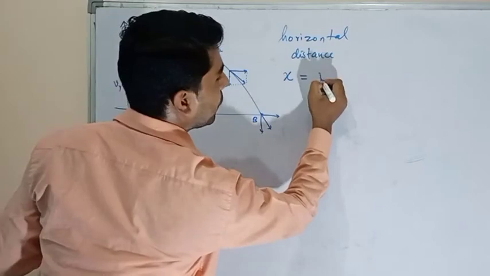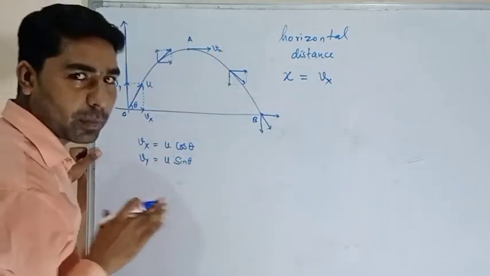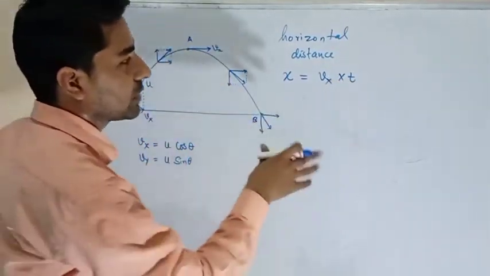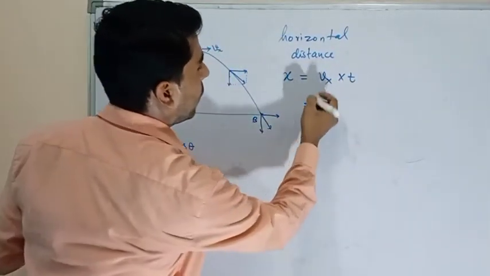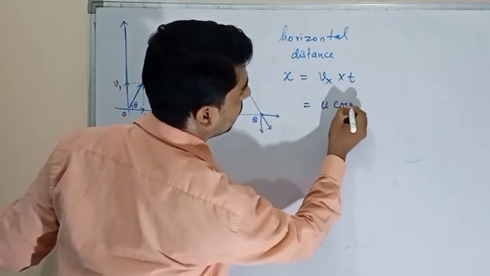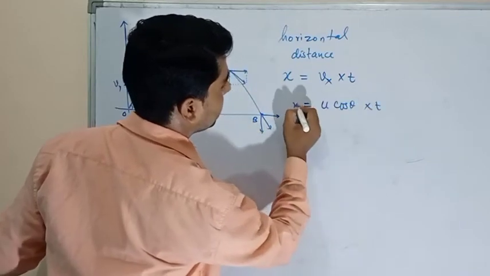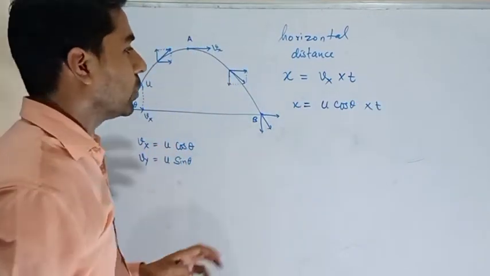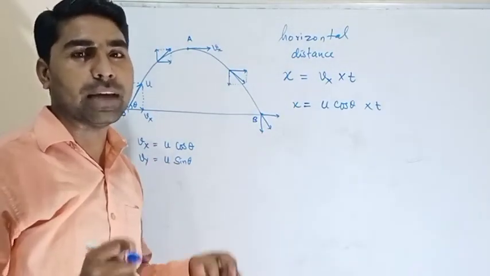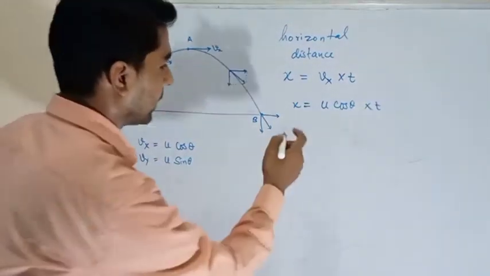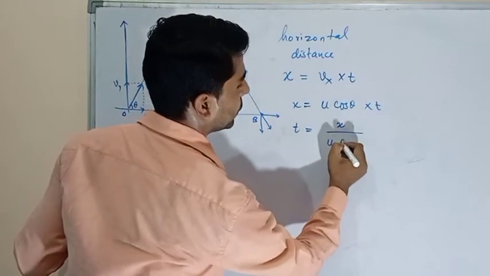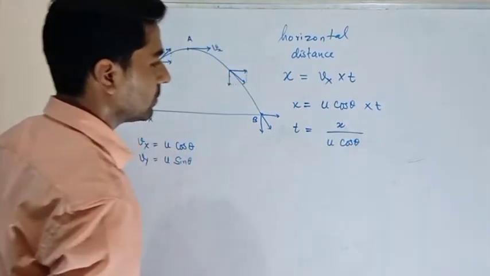So Vx. Why Vx? We are talking about the horizontal only, into time. Let the time taken for this be small t. So what is Vx? It is u cos theta. Put here u cos theta into t. Now our main motive is to establish an equation, with which we have to say which shape it is. So let's calculate t from here. So t is equal to x upon u cos theta.